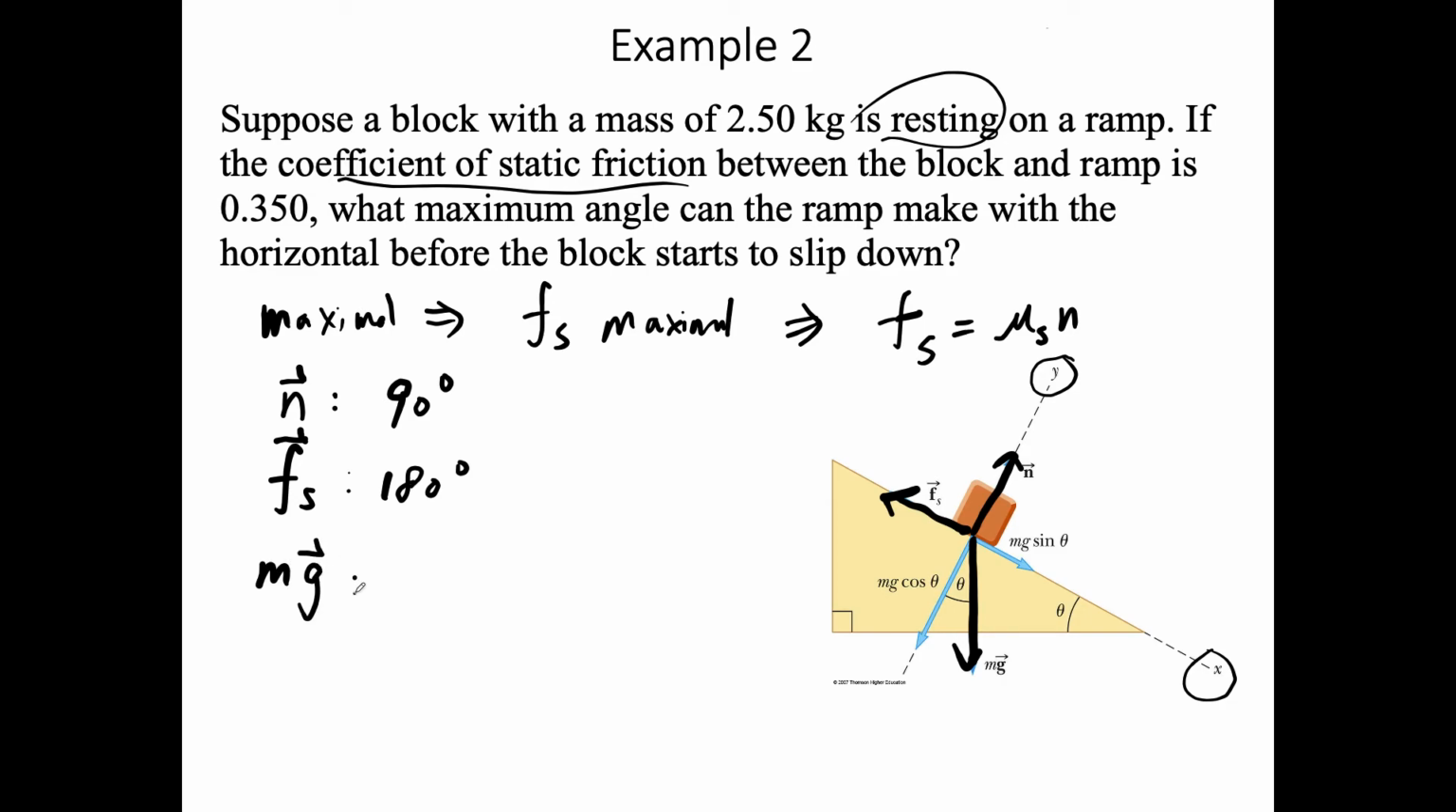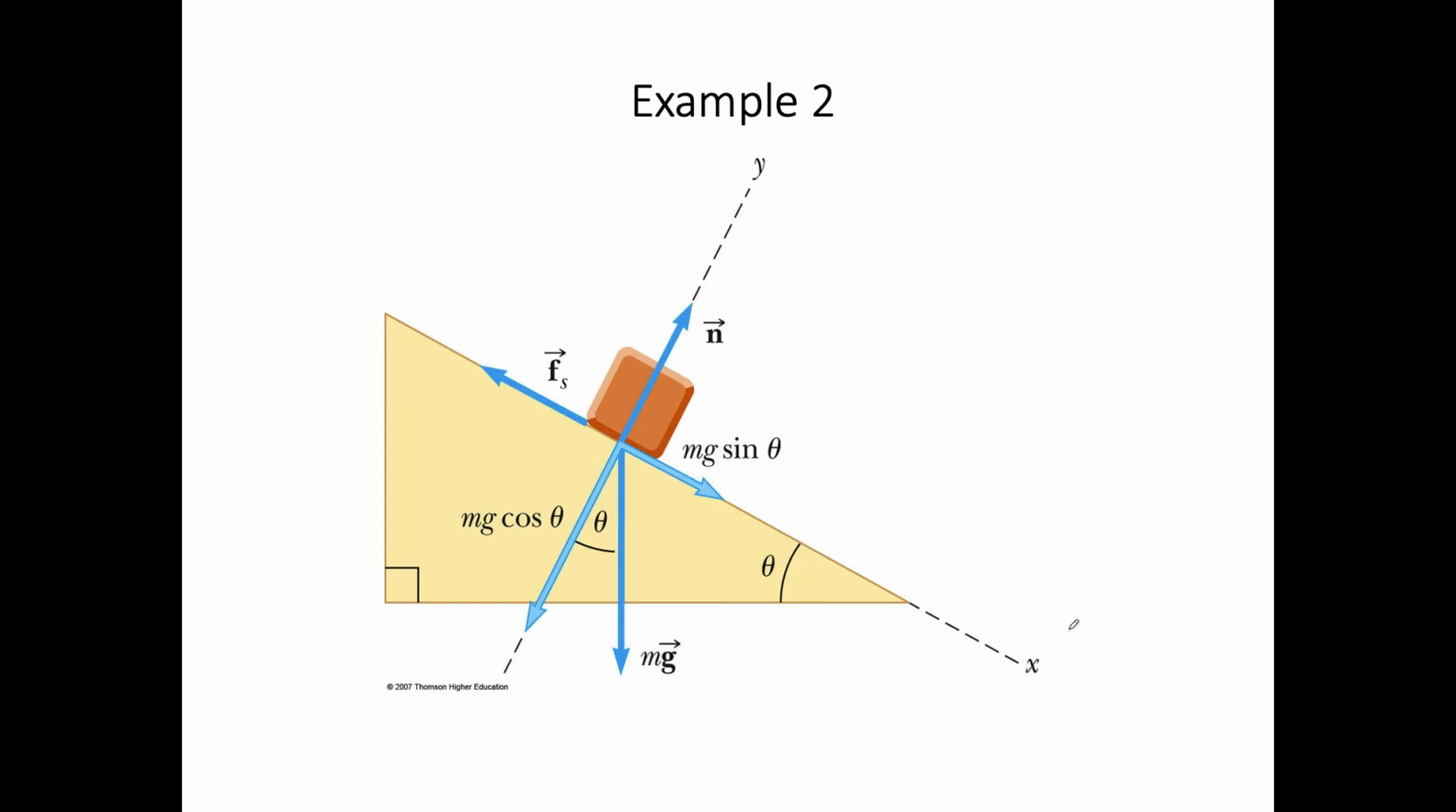A little bit more tricky is the direction of gravity. The answer is that the direction of gravity is 270 degrees plus theta, where theta is the angle of the ramp. And I will show why the angle for gravity is 270 degrees plus theta in the next slide.